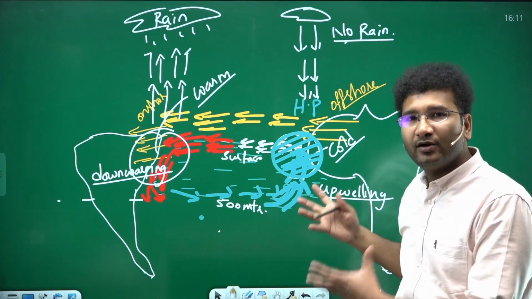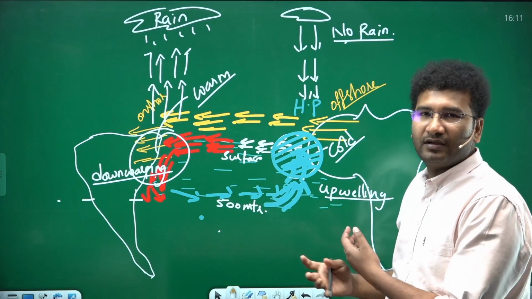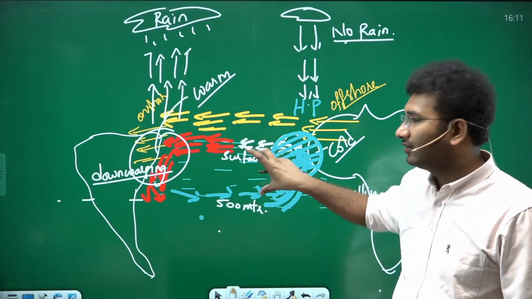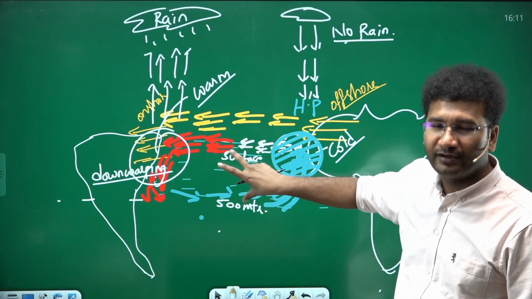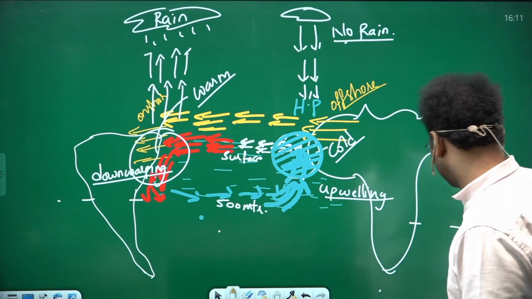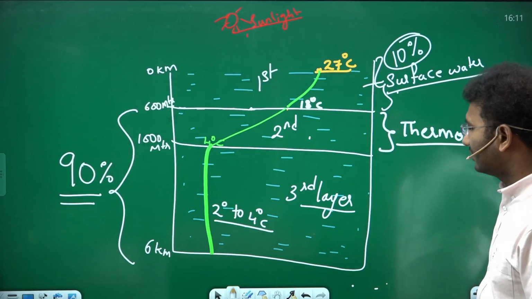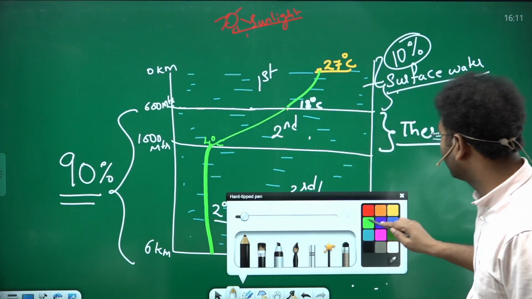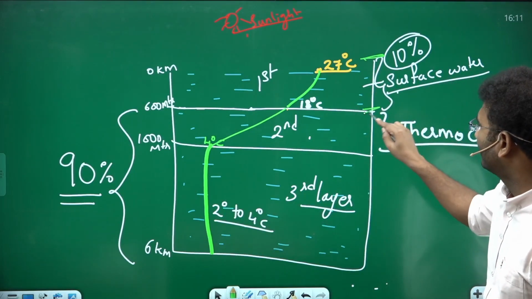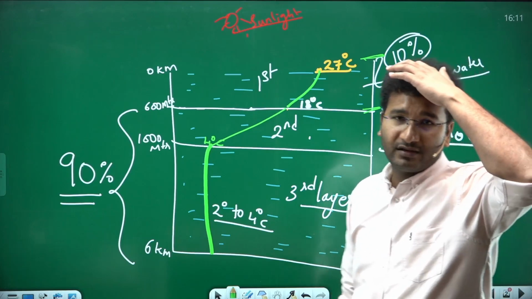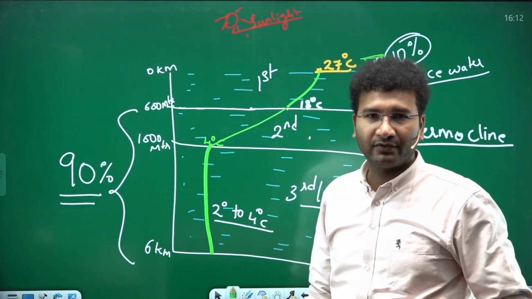So this is how the distribution of oceanic water of the first top 400 meters will take place. Now this is what I told you. Surface water means at what depth? Surface water means only till 400-500 meters. Now we are talking about only 10% of the volume of the water.